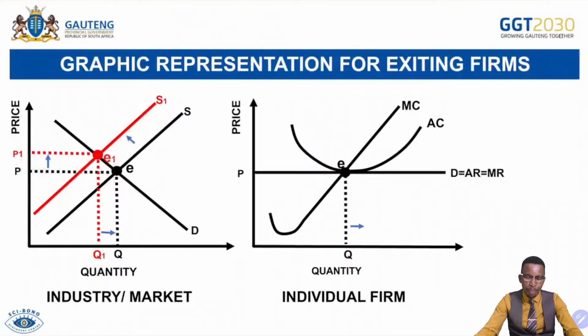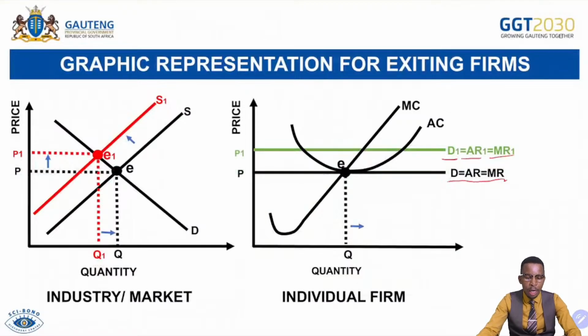Then let's check with the E1 point, meaning the equilibrium point. The new equilibrium is created then. After that, the firm is a price taker. So the firm will be taking the price at P1. Then we had D equal to AR equal to MR, but now it's D1 equal to AR1 equal to MR1. Then the new price taken is P1.